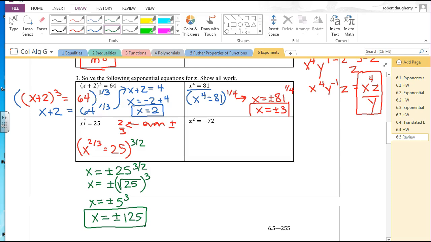X squared equal negative 72. So x squared equal negative 72. This is going to require me to take the square root of both sides. That is square root of a negative number. So there is no solution to this one.